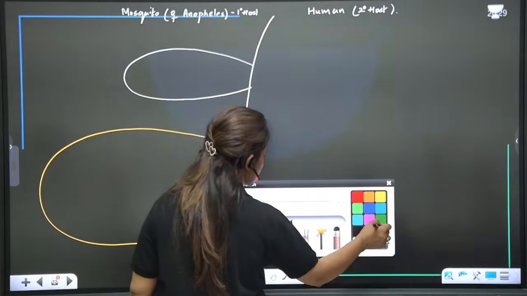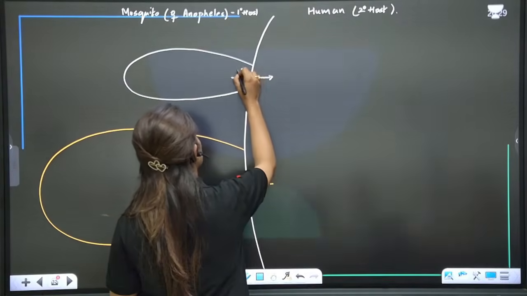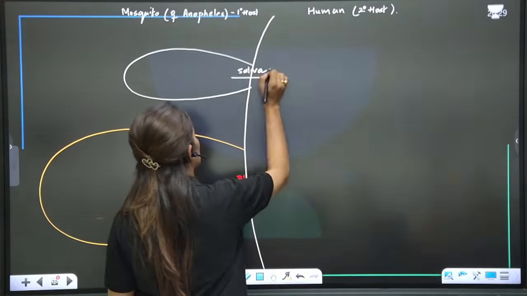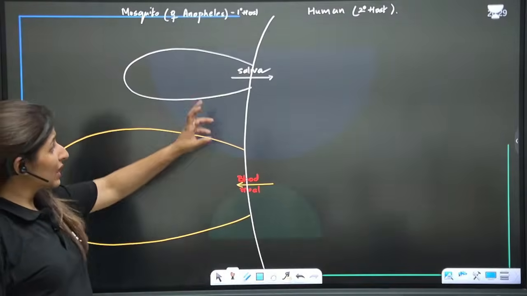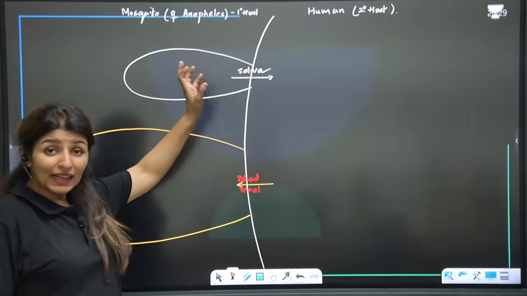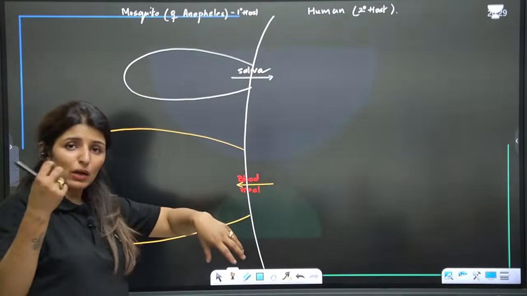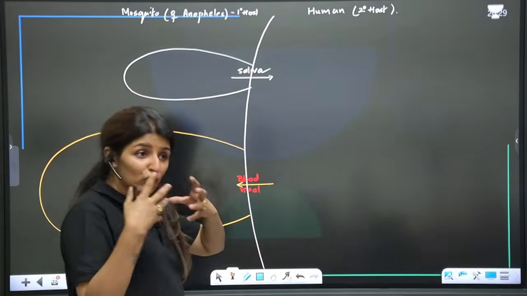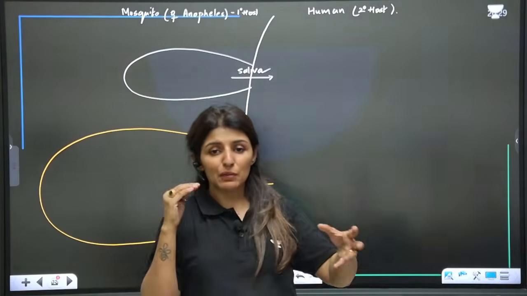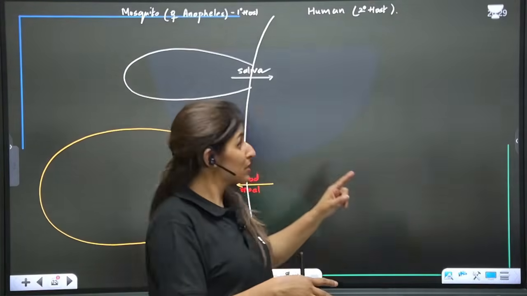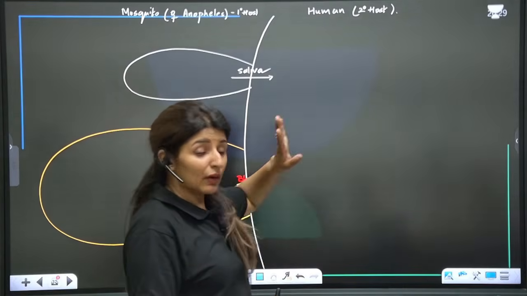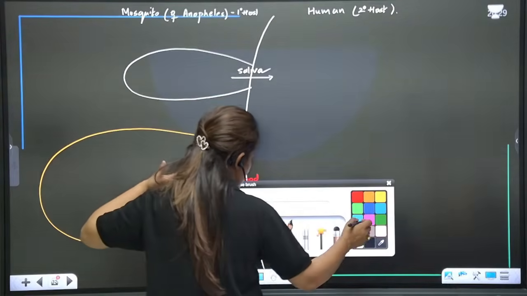simultaneously it is also injecting saliva into the human body. Why? Because saliva contains anophelin, an anticoagulant. So whenever the blood comes out, it starts clotting, right? And in order to maintain a continuous supply of blood, it keeps on injecting that anticoagulant, which is present in the saliva, right?